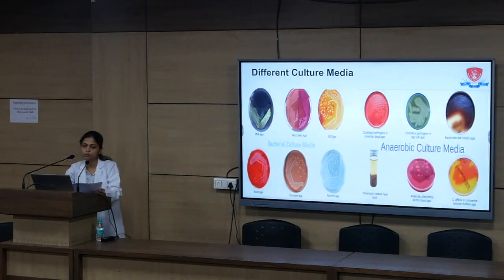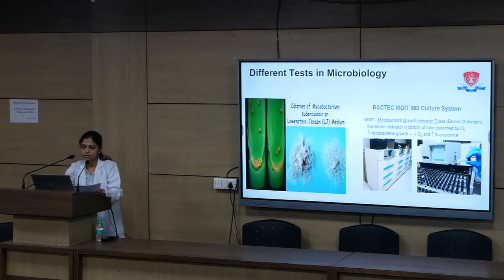These are pictures of some of the common culture media which we use in our lab. This is the growth of mycobacterium. In the first picture, the green one is conventional media, which is LJ media. Then the second one is MGIT, which is an automated system. These are all done for Mycobacterium tuberculosis.